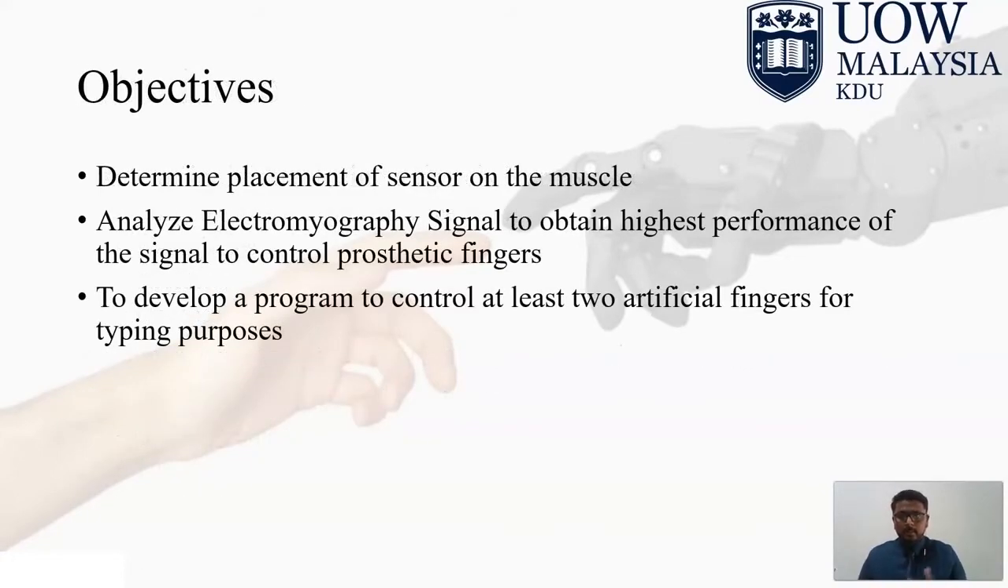So the objectives of my project are to be able to determine the placement of the sensors on the muscle, where to place the sensors on the forearm. After finding the location of the placement, these signals will be analyzed to obtain the highest performance in order to control the prosthetic hand. And lastly, to develop the program to control at least 2 fingers for typing purposes. For my case, it's been controlled for the index and the middle finger.